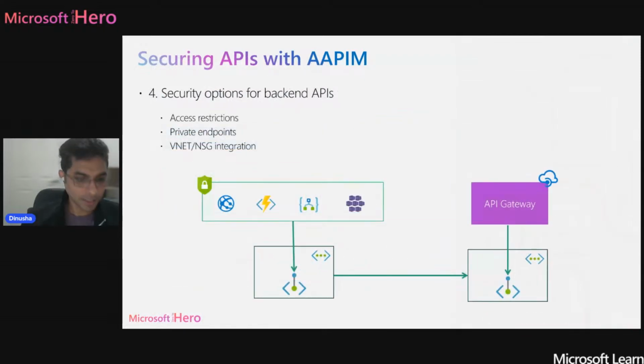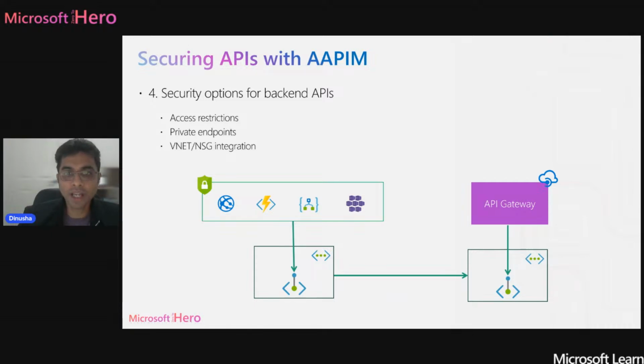Okay. Last but not least, let's see how we can secure our backend APIs as well. So we discussed three areas: how to publish, how developers use it, and how consumers use our APIs using API management. Now we are going to the last step, the relationship between the API gateway, the API M instance gateway option, and the backend service. How can we secure that?